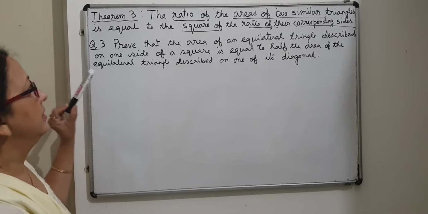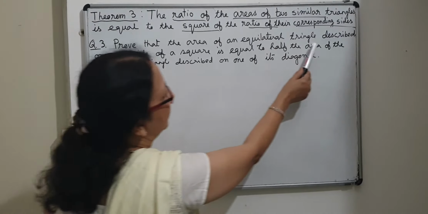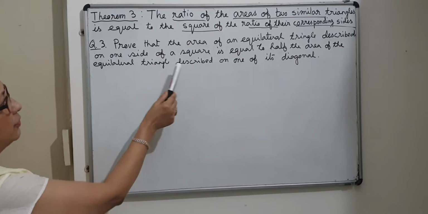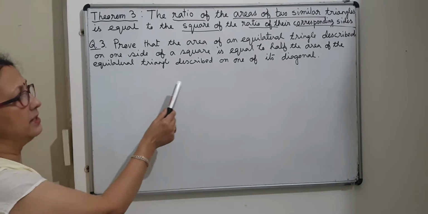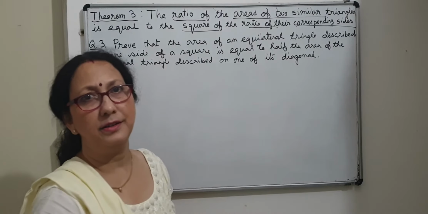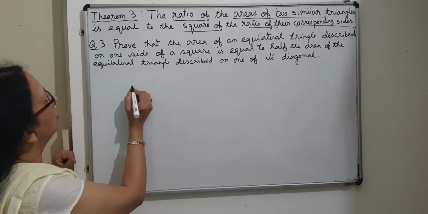Next question. Prove that the area of an equilateral triangle described on one side of a square is equal to half the area of the equilateral triangle described on one of its diagonals. Okay, so what's the situation? Let's see. So let's suppose we have a square.